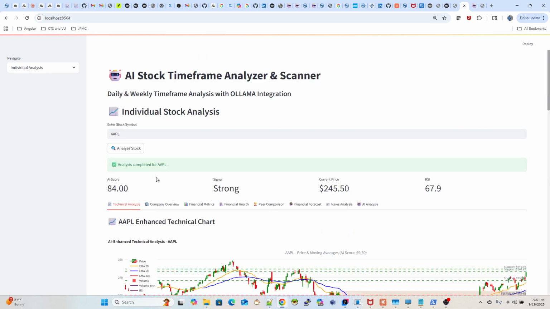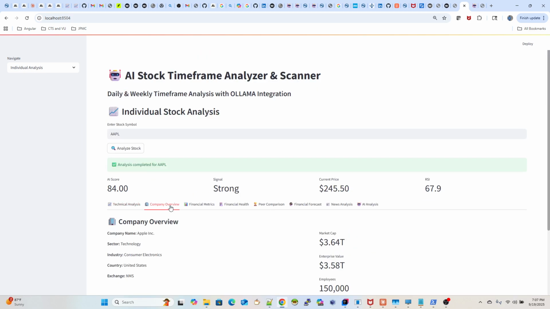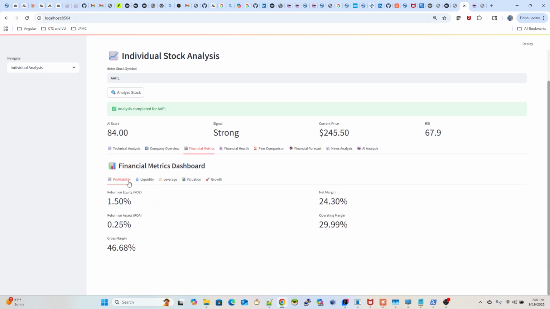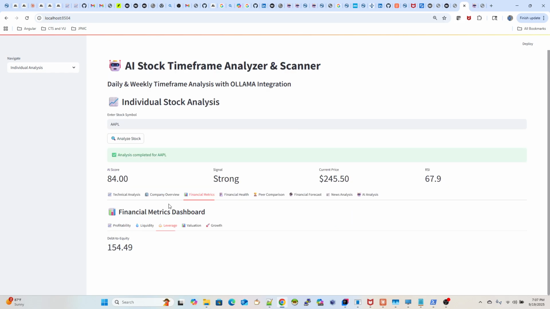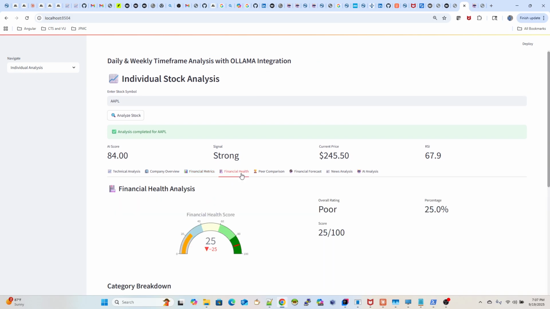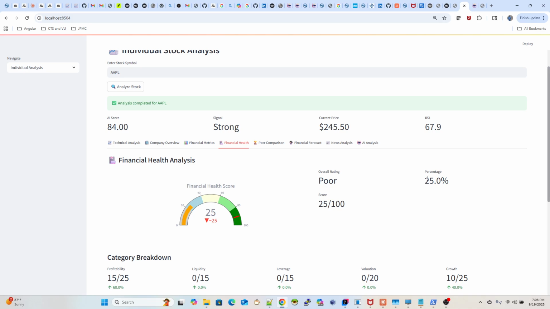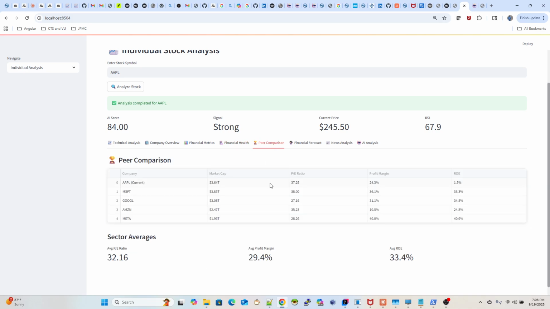So this is the overall technical analysis. Then if you look at the company overview, it will tell you the market cap, the value, and employees. These are basic information. As part of the financial metrics, it will give you the return on equity, ROA, different sets of parameters or attributes, and liquidity, leverage, valuation, and growth. And then as part of the financial health, it will tell you the final financial score, applying those details. And peer comparison, it will also check against the other competitors.